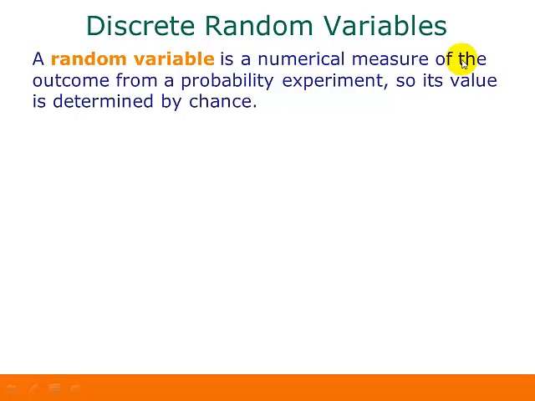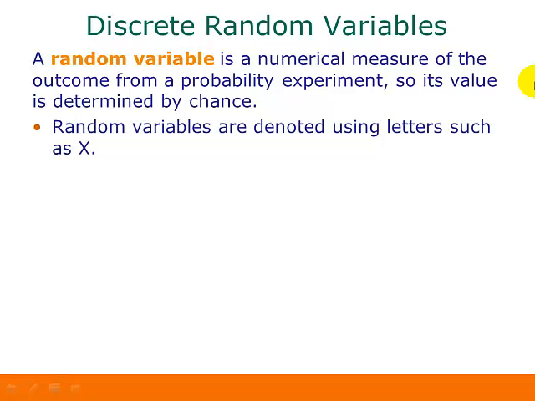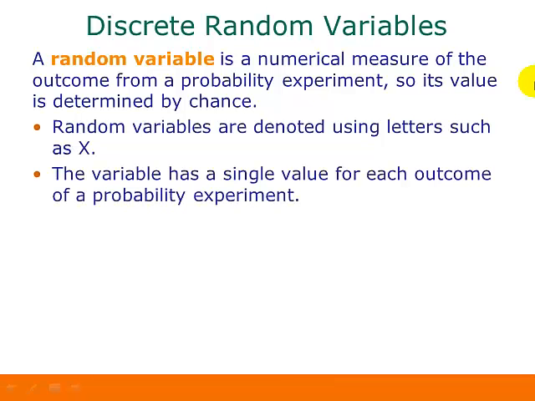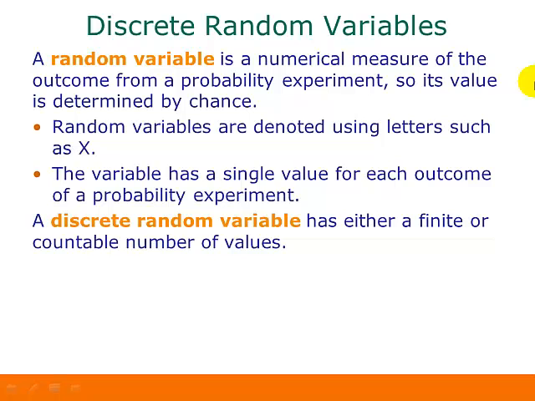Random variables are denoted using letters such as X, and the variable has a single value for each outcome of a probability experiment. And again, when we're talking about random variables, these values have to be numerical. When we're specifically talking about discrete random variables, we talked in Chapter 1 about the difference between discrete and continuous variables. This is the same thing.